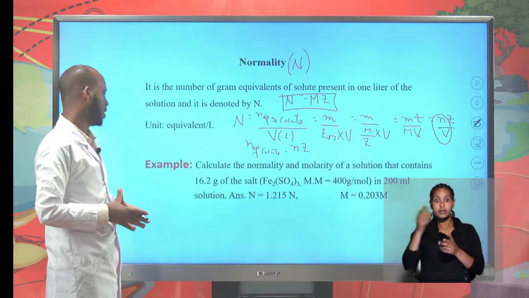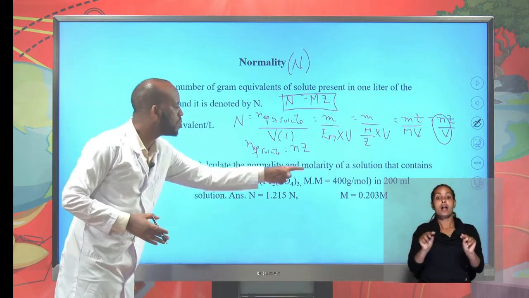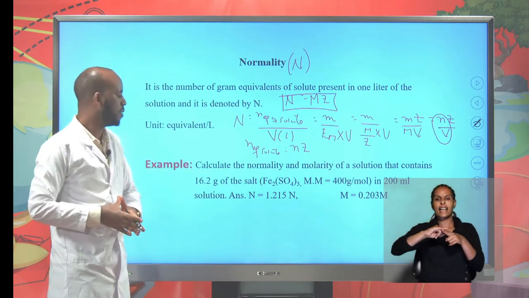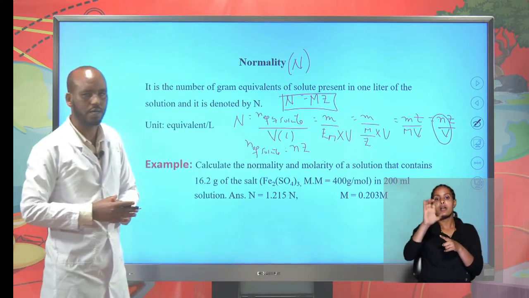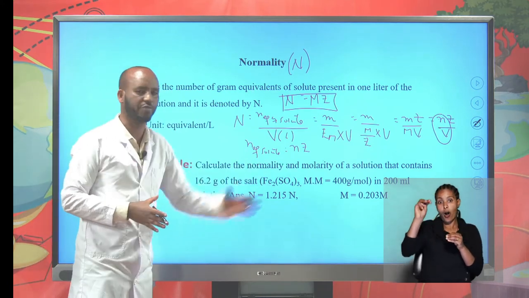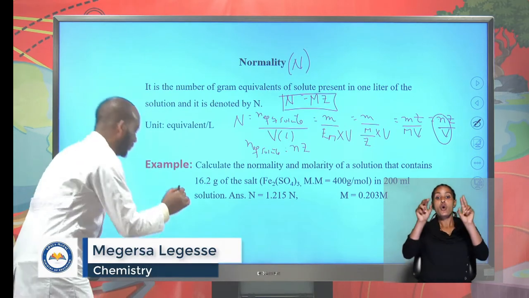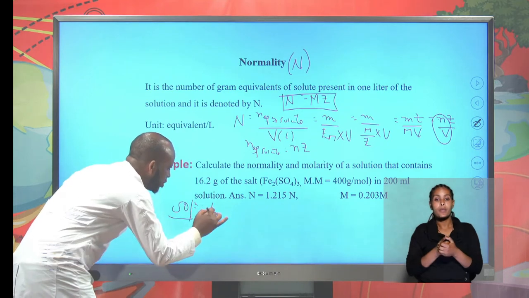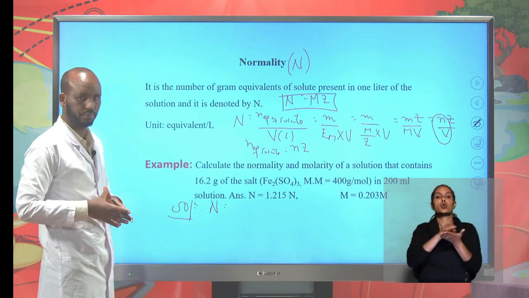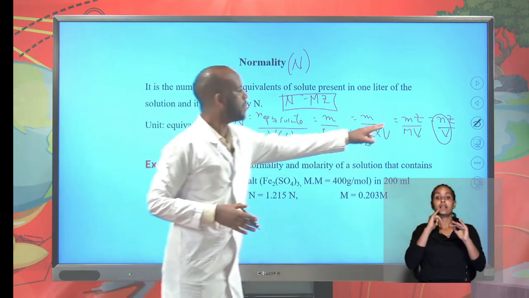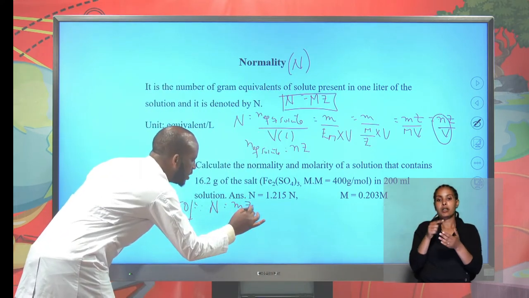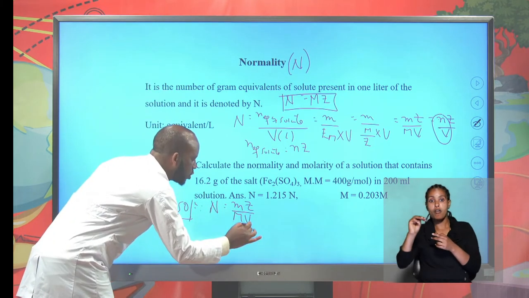For example, calculate the normality and molarity of a solution that contains 16.2 grams of the salt iron sulfate, molar mass of iron sulfate is 400 gram per mole, in 200 milliliter solution. You are asked to calculate molarity and normality of this solution. Normality equals number of equivalents divided by volume of the solution. Therefore, normality equals mass of the solute times Z divided by molar mass times volume of the solution.